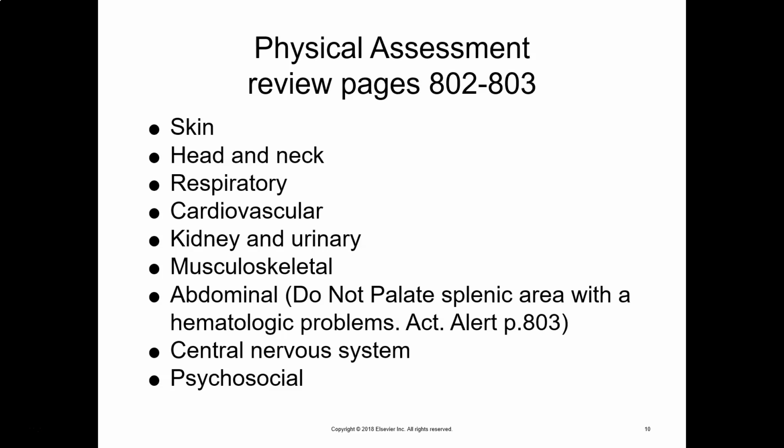I do want you to review pages 802 to 803 because it does look at the physical assessment findings that you'll see with the hematological patient. One of the big things on this is the action alert on page 803. It talks about if someone has had a hematological problem or a trauma, you do not palpate the spleen area because it can actually cause more of a hemorrhage. So we want to make sure we don't do that as well. But do look at those physical assessment findings and how they differ from the norm.